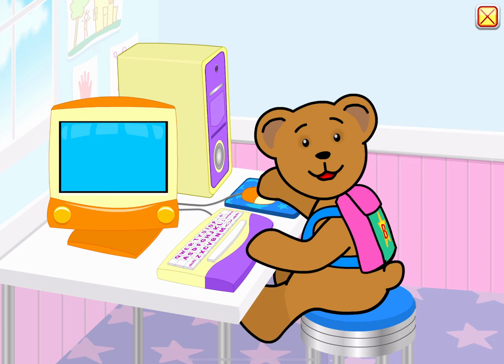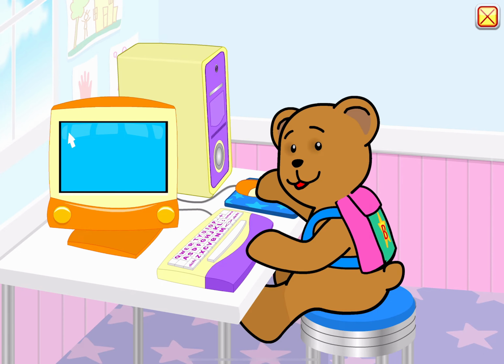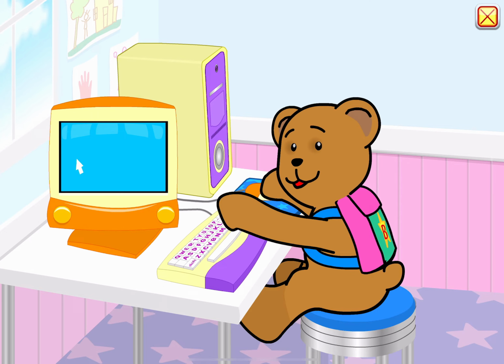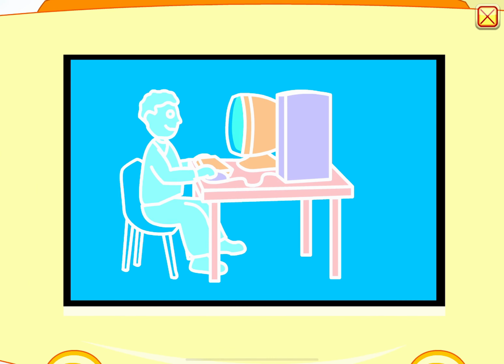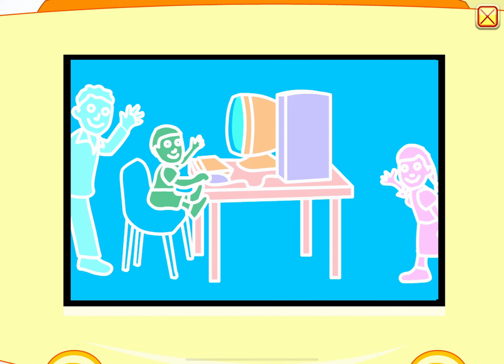Now look here at the monitor and see what I can do. When I move the mouse around, the cursor's moving too. People use computers to read and learn and play. Big kids, little kids, they use them every day.